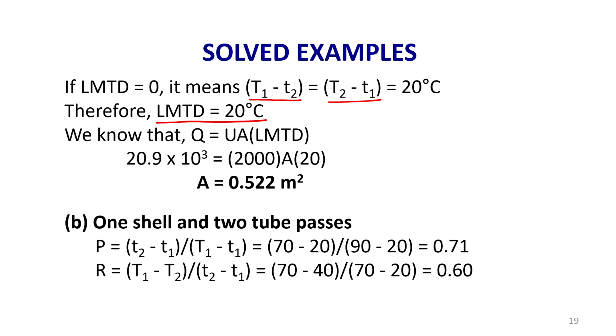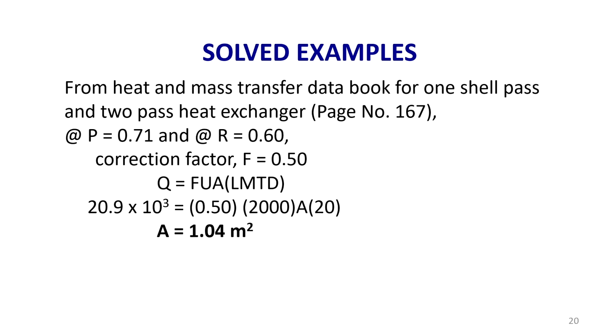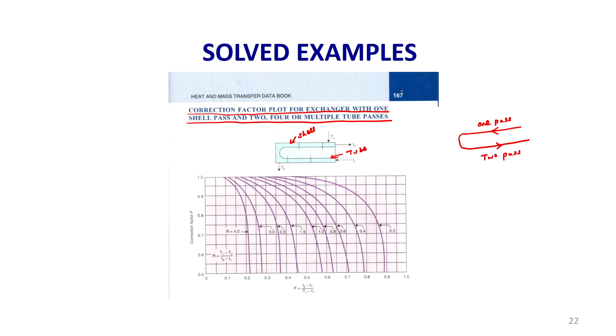Now, the same problem. Here, this is page number 167 from the HMT data book, where these graphs are available. Whenever you are asked to design the heat exchanger, find the heat transfer area, or, if the area is given, find the overall heat transfer coefficient, for a single shell with 2 tube passes or 2 shells with 4 tube passes, whatever it is, we have to use this correction factor chart.